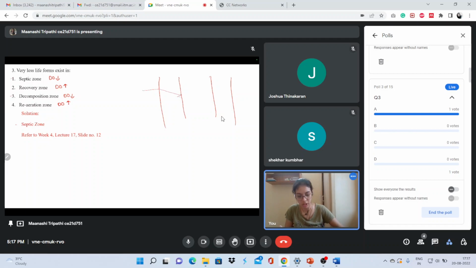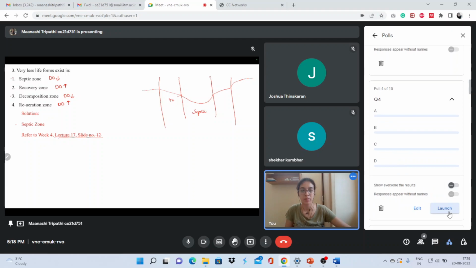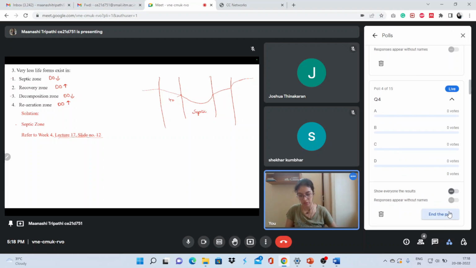This is 40% oxygen. In septic zone, it is less than 40%. This is septic zone. Then it will increase to 40%, then it will go to saturation. And the reference is slide number 12, lecture 17. Moving towards the next question.